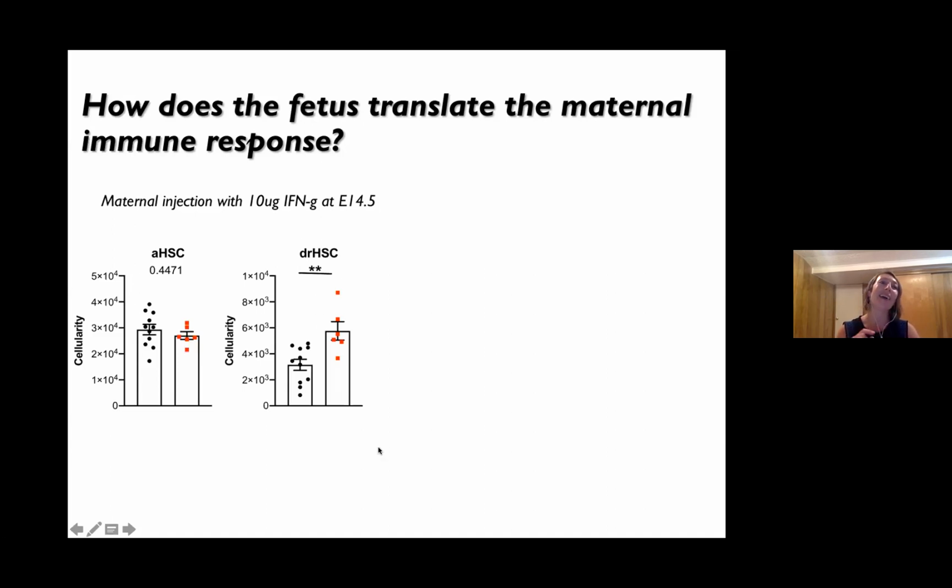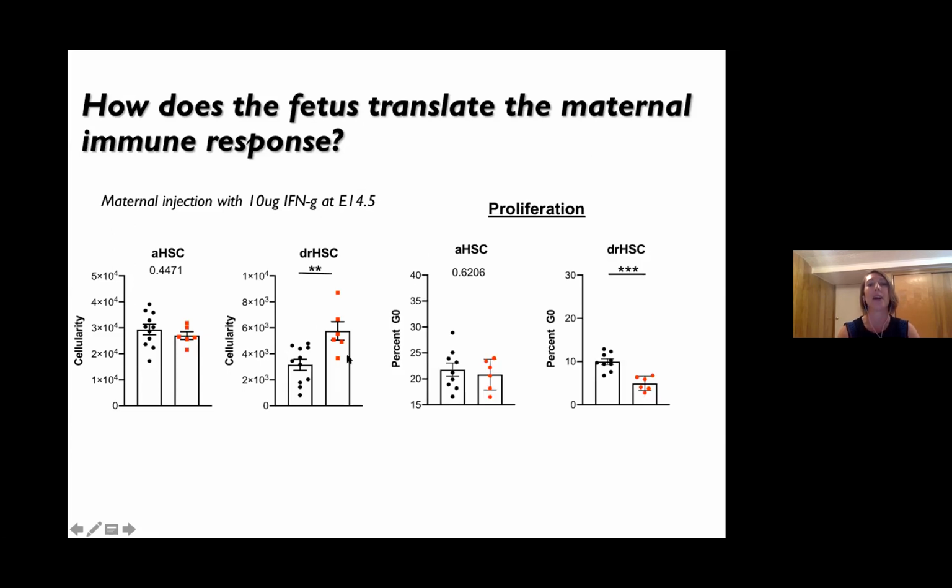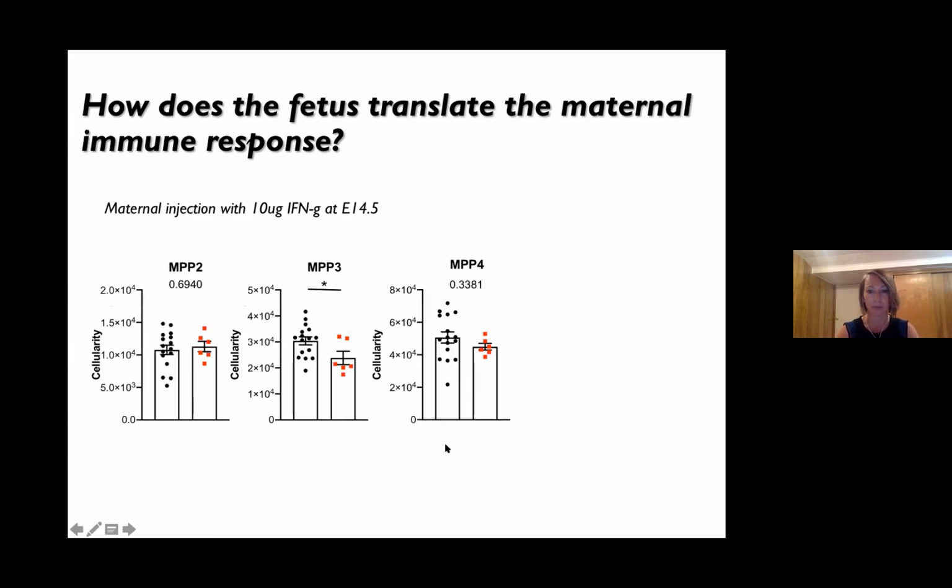But again, our DRHSC compartment, so our green HSCs present in the fetal liver, are significantly impacted by this maternal interferon gamma injection. And similarly, when we look at proliferation, we see that our adult HSCs don't proliferate, but our DRHSCs, again, significantly proliferate, which accounts for this expansion.